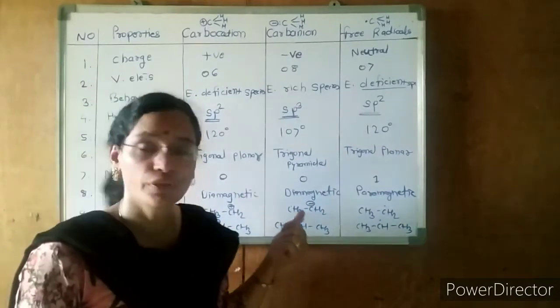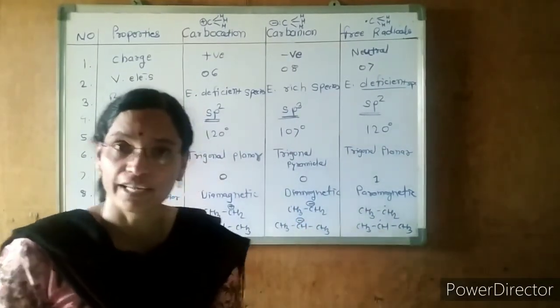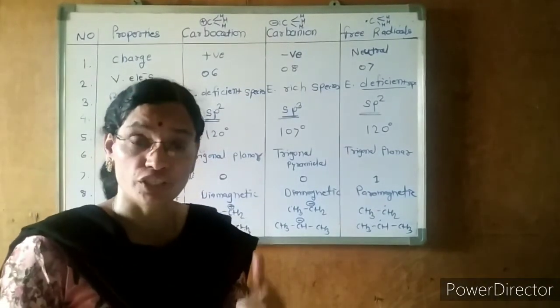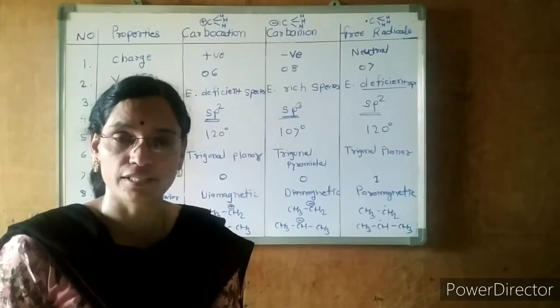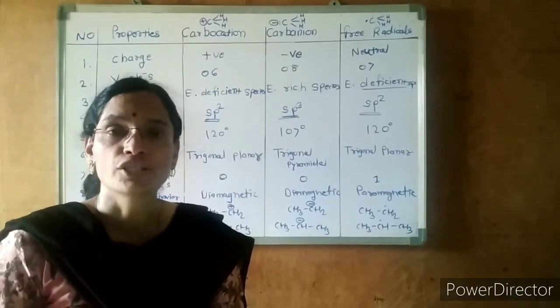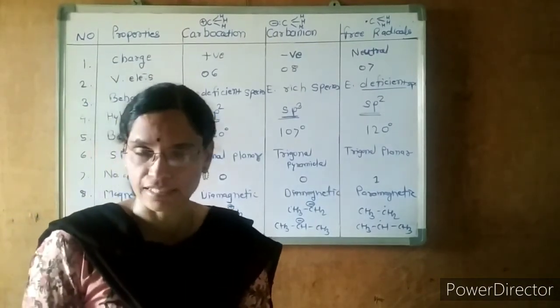Okay, I hope you understand it very properly, very clearly, right? So in the next lecture we will discuss the structure of carbocations, types of carbocations, structure of carbanions, and the structure of free radicals and their types.